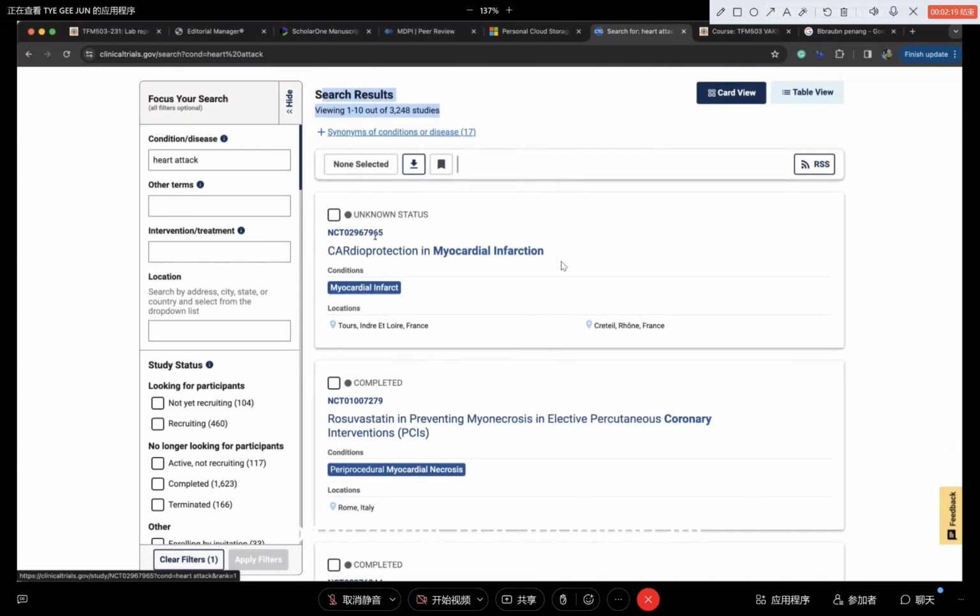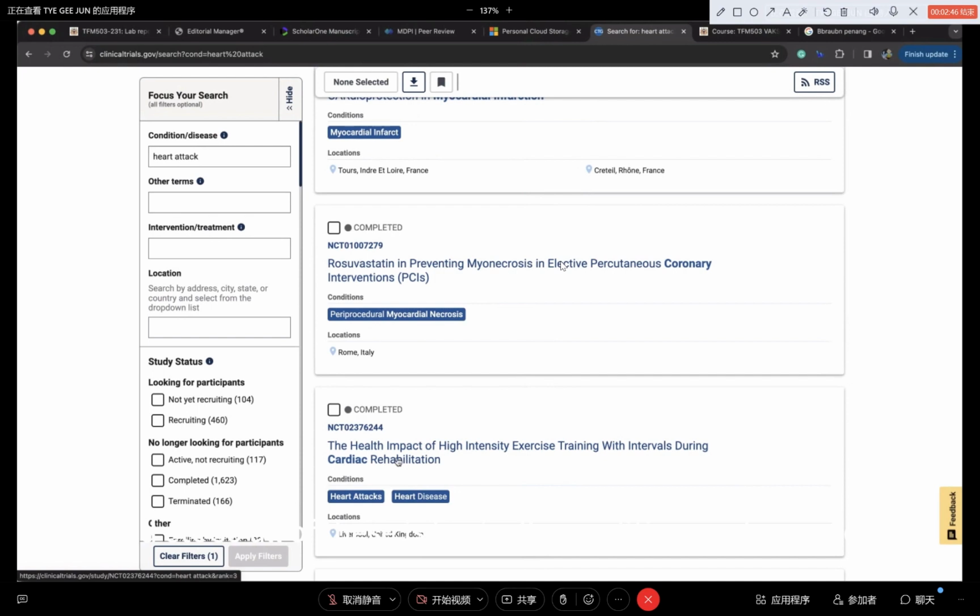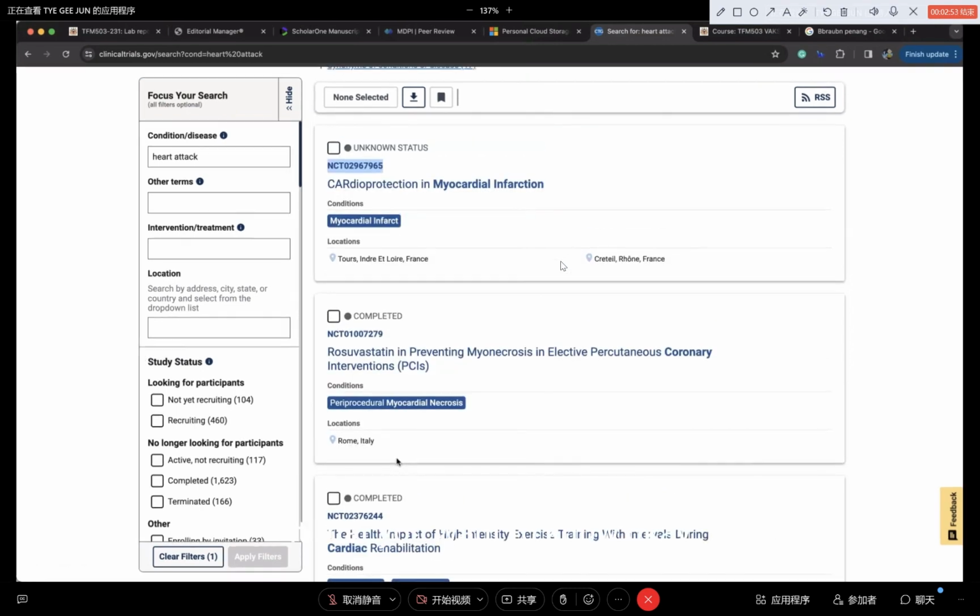You will see this is the file number for the clinical trial. Okay, so this title is normally the title that is given by the PI or the company. And then what is the condition? Now although we put heart attack, all these other conditions, if you look, this is myocardial infarction, this is periprocedural myocardial necrosis, and etc. So all of this is basically conditions or keywords that are used for you to find out what it is that you want to know.